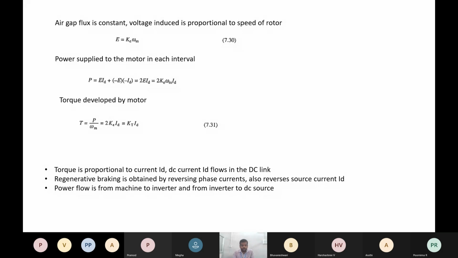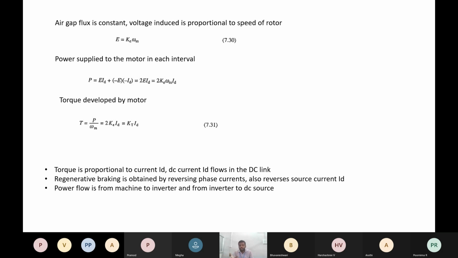Here regenerative braking is obtained by reversing the phase currents. Normally regenerative braking is nothing but reversing of our supply, or you can also call it plugging. Normally these kinds of braking will be used in our traction systems. So here the regenerative braking is obtained by reversing of phase currents, or you can also call it reversing of source current.